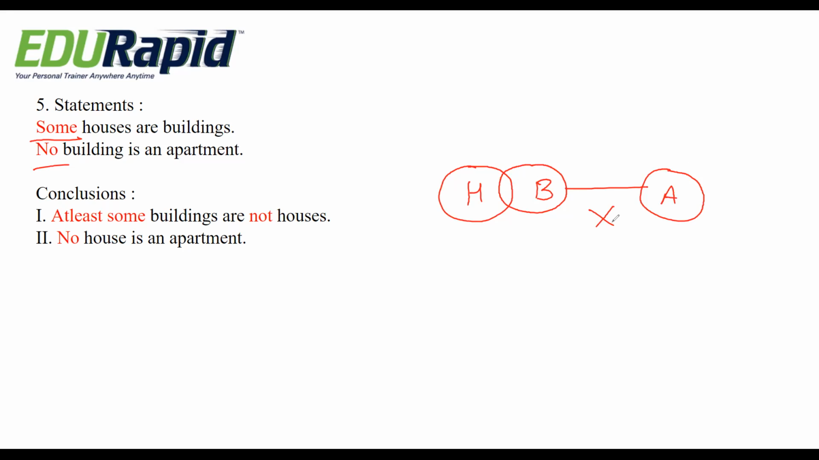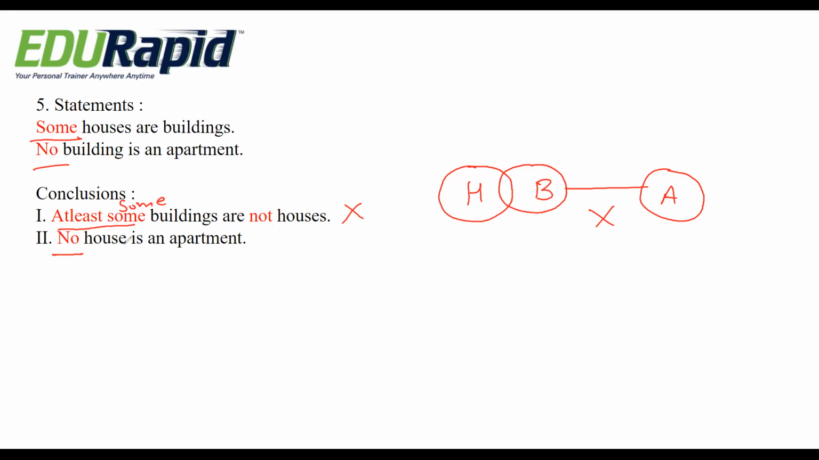Some houses are buildings. Some means both circles should be connected. And no building is an apartment. Okay, coming to the conclusion, at least some means some. Some buildings are not houses. That is wrong, because in the statement they are only telling some houses are buildings, then obviously some buildings are houses, vice versa. So the first one does not follow.